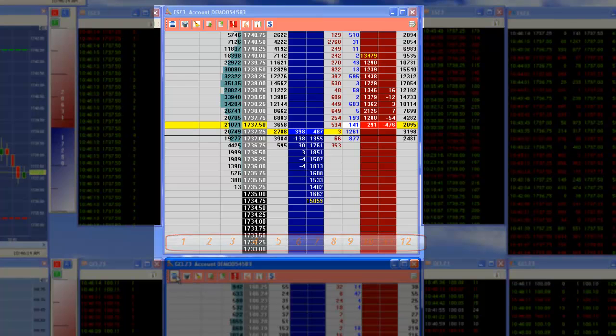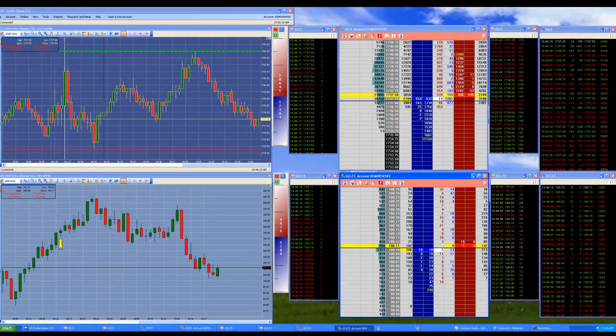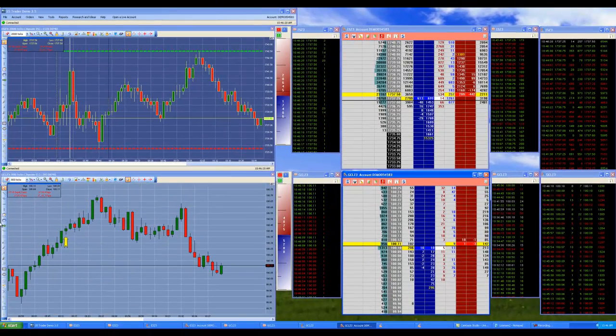Okay, so what we're trying to do here is look for setups that occur using price action principles and then confirm those setups using these tools, order flow analysis, and so forth. And that's what we're looking to do.